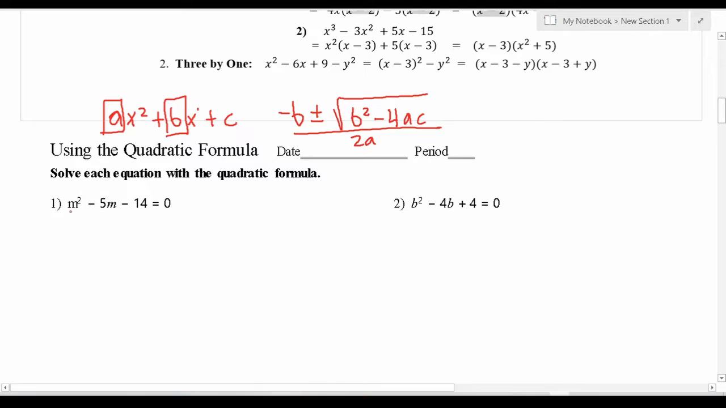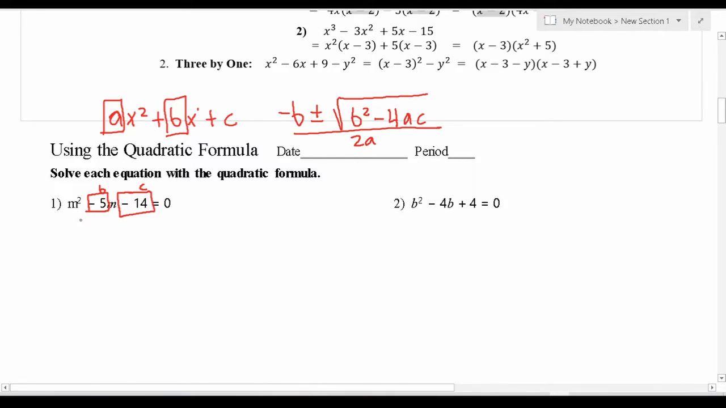So if we take a look at number 1, we can see we have m squared minus 5m minus 14. Well, it's pretty easy to identify our c. Again, that's going to be negative 14. It's pretty easy to find our b. Again, that's going to be negative 5.